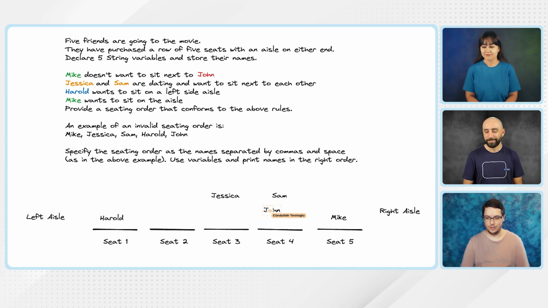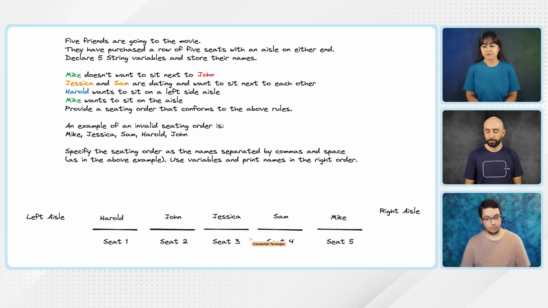So if I put John here, it's not going to work. Where can I put him? I can put him in seat 3 or seat 2. But the question also says that Jessica and Sam want to sit right next to each other. If I put John in seat 3, I cannot put Sam and Jessica next to each other. So John needs to go to seat 2, because I cannot put him in seat 4 either. So there is only one option left, seat 2. And I can put Jessica and Sam right next to each other in seat 3 and seat 4.